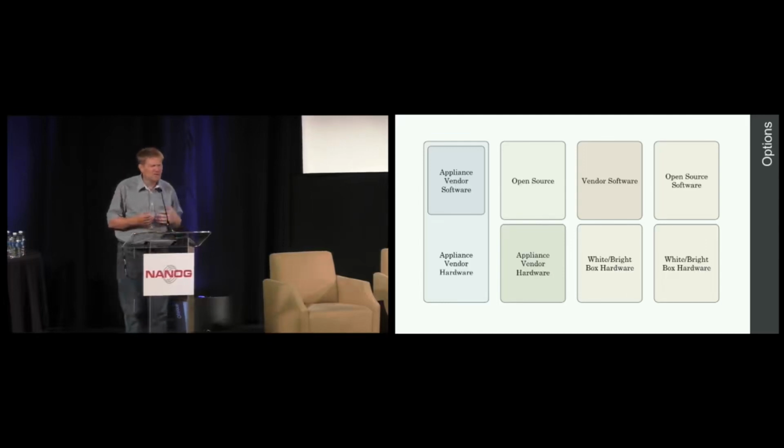Another option is to do open source control planes or open source software on appliance vendor hardware. There are a number of appliance vendors, or people I consider big vendors, working in this space right now. I'll have a slide later on that. You can use vendor software on top of white box or bright box hardware. You can actually today buy vendor software from some of the major vendors that will run on white boxes. And again, I'll give you some names a little bit later for those. You can do open source software on top of white box or bright box hardware. And so these are the different models you can get into when you think about disaggregating.